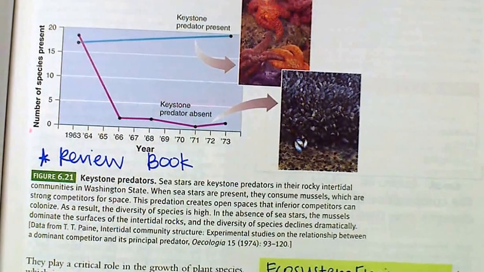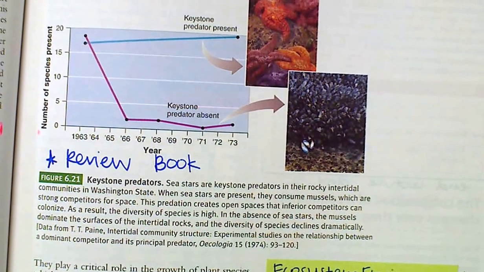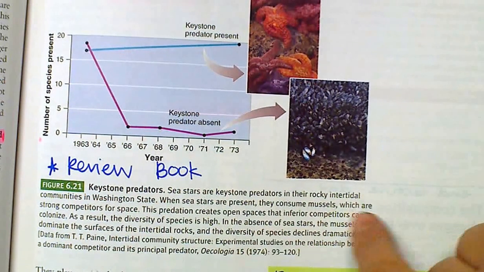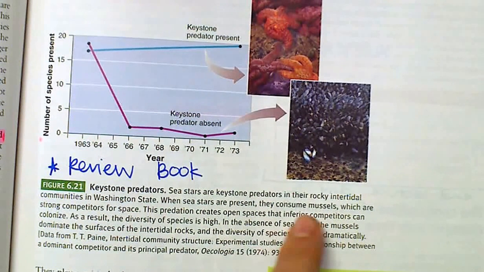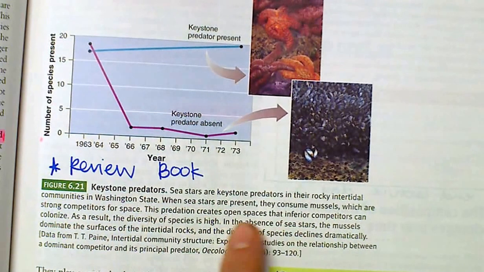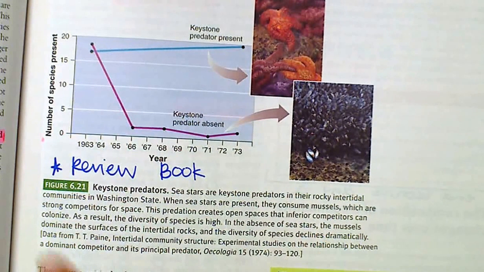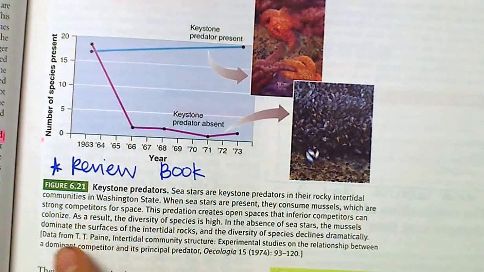All right, actually, we'd like to look at this graph really quick of these keystone predators. So sea stars are keystone predators in their rocky intertidal communities in Washington state. When sea stars are present, they consume mussels, which are strong competitors for space. This predation creates open spaces that inferior competitors can colonize, kind of like the resource partitioning that we talked about before. As a result, the diversity of species is high.